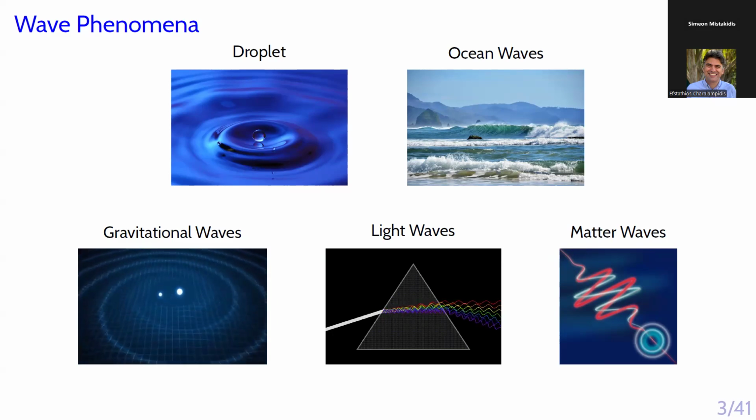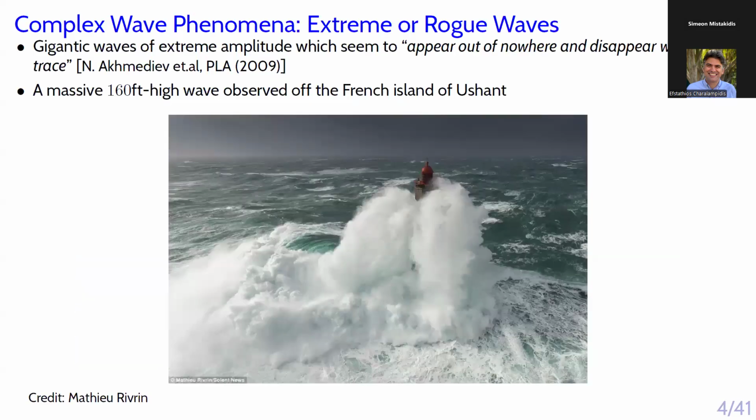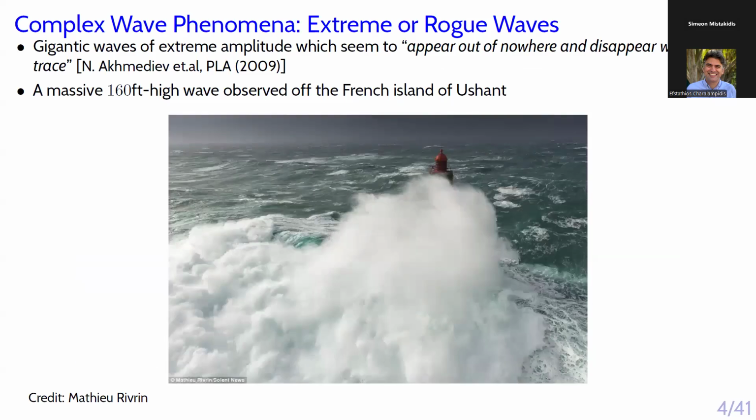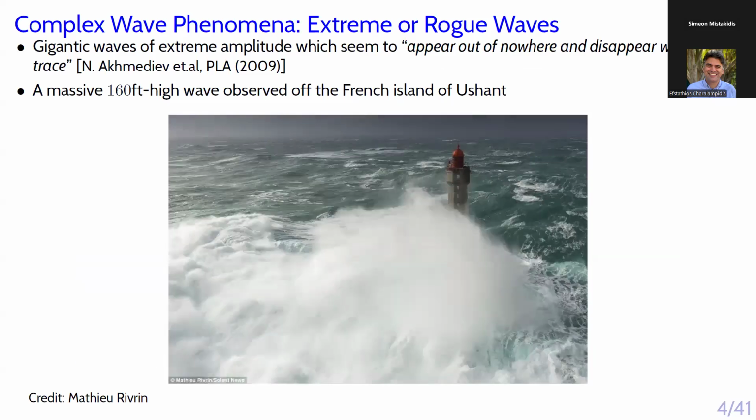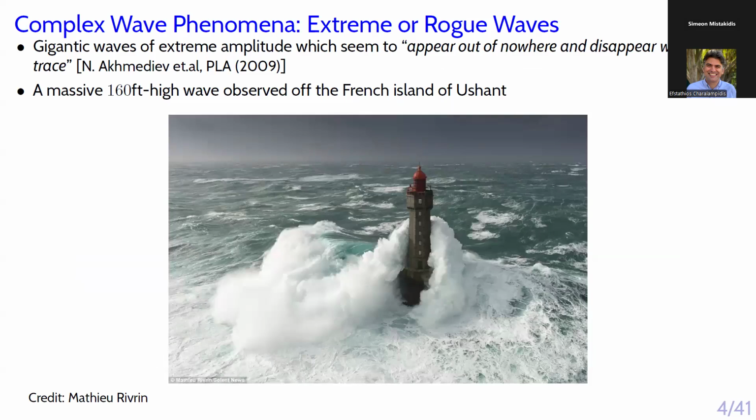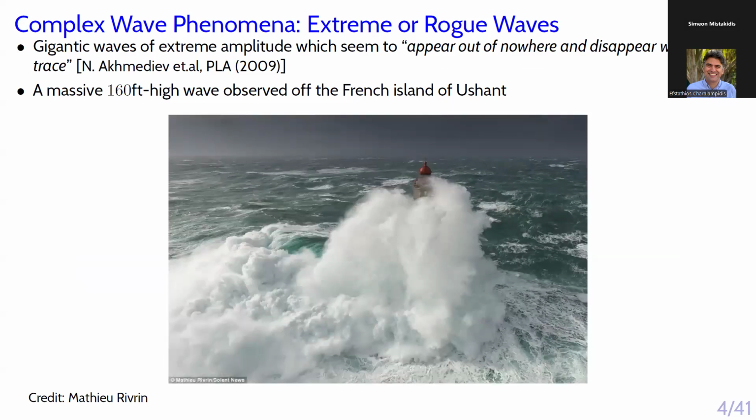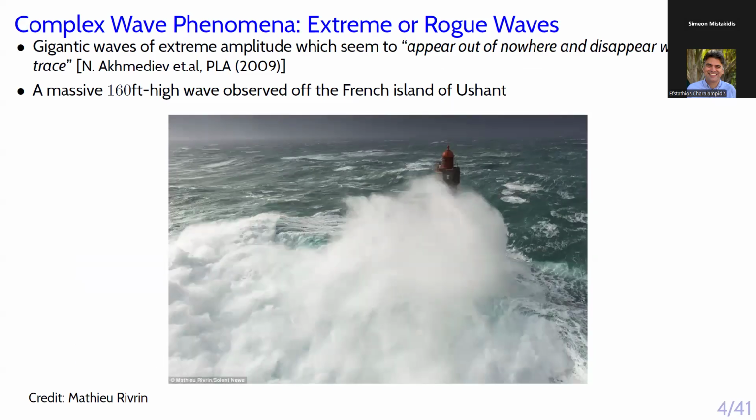Another type of beast that I'm very much interested in is those extreme events, those rogue waves as they call them. As I mentioned, those appear out of nowhere and disappear without a trace. Those are waves that have a gigantic amplitude.